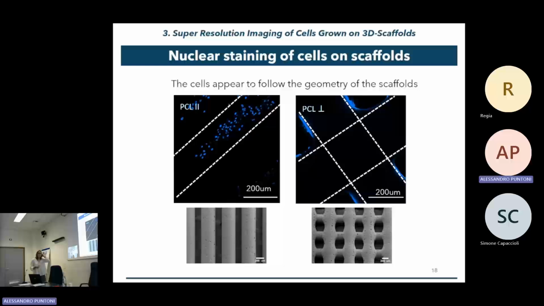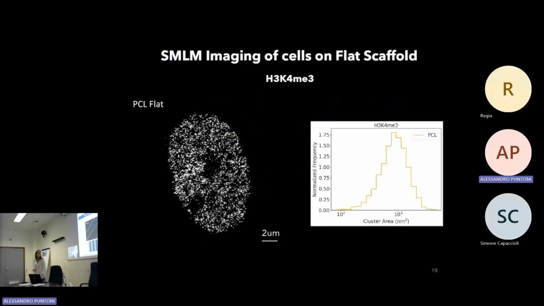And we also observe that the cells appear to follow the geometry of the scaffold, so they go straight in the parallel scaffold and they settle into the pores in the perpendicular scaffold. But the most important result is that we are able to produce a super resolution image of cells grown on our 3D scaffold.